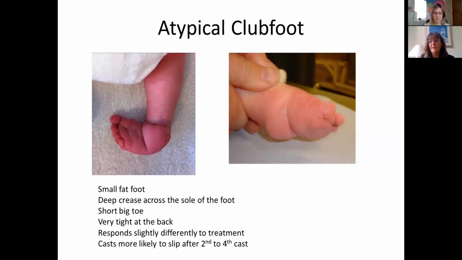If you're being treated at a small centre that doesn't treat many feet and they haven't seen many atypical feet, it may be that they'll notice between the second and fourth cast that things are a little bit more difficult, and there's a lot of good communication between centres now so that they can take advice from places that are treating more frequently.